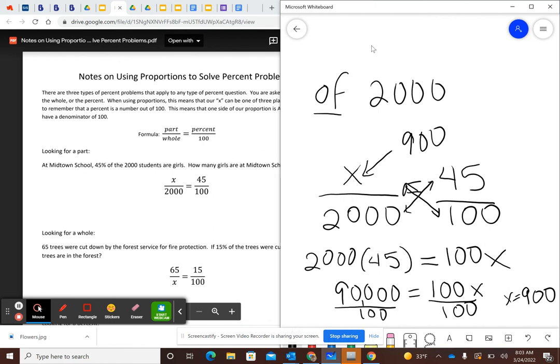And so I ask myself, does that make sense? Is that amount smaller than 2,000? Yes. Is that amount slightly smaller than a half? Yes, because I know that 50% would be exactly 1,000 students. So my answer does make sense. There are 900 girls at Midtown School.